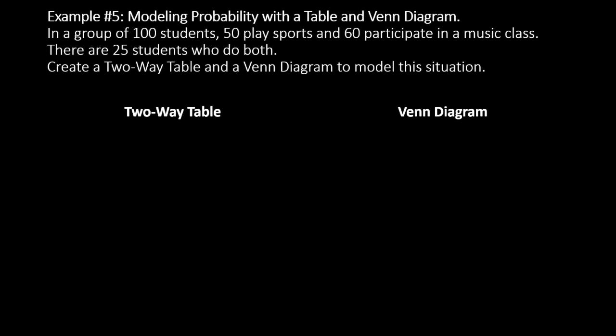So let's look at this problem. We have a nice group of 100 students. That always makes it kind of easy. So nice, easy number. 100 students. We have 50 of them play sports. 60 of them participate in a music class. There are 25 students who do both. Create a two-way table and a Venn diagram to model the situation.